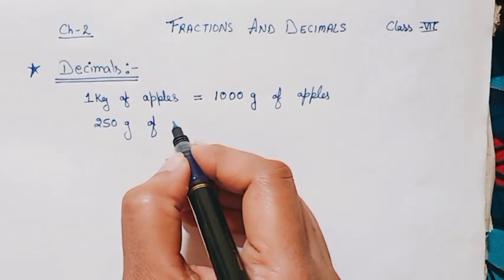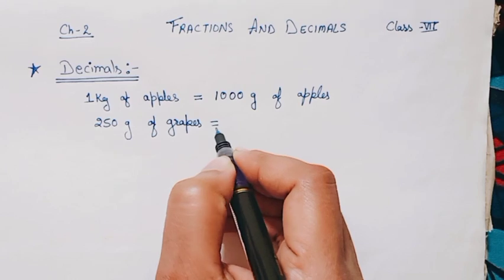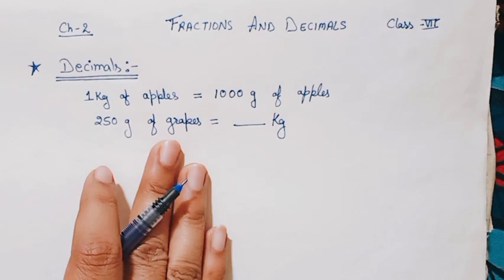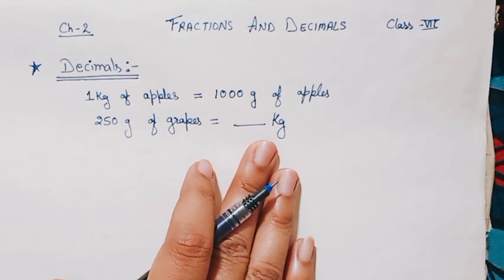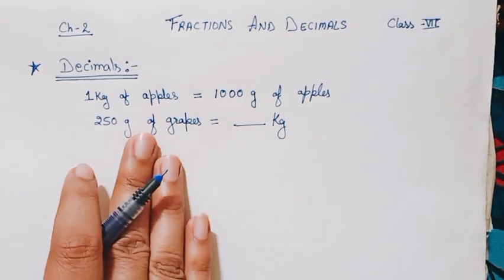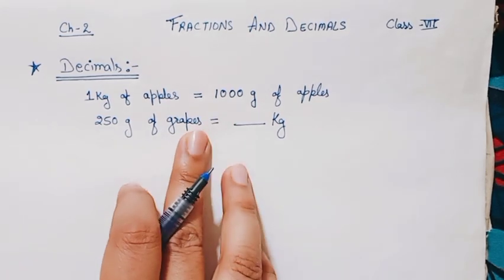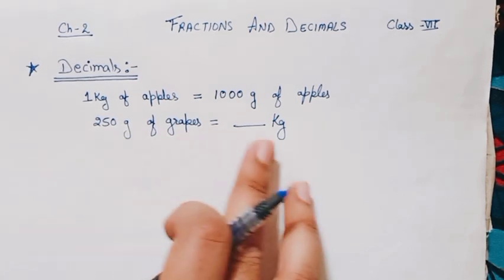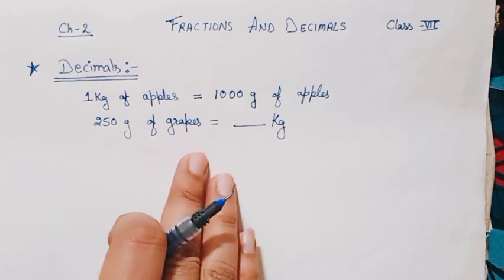Suppose I have 250 gram of grapes. If I ask you how many kilograms of grapes there are, what will you do? If you have something in kilograms and you have to convert into the lower unit, you simply multiply the number by the given relation and find the answer. But what if we have to convert the smaller scale into the greater scale? Then we will simply do the division. That is where the decimal basically arises.